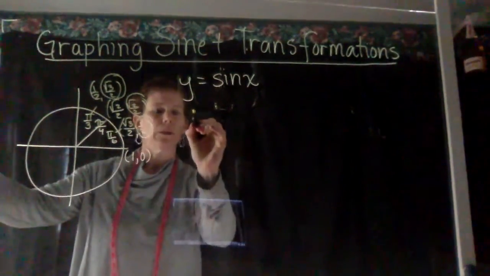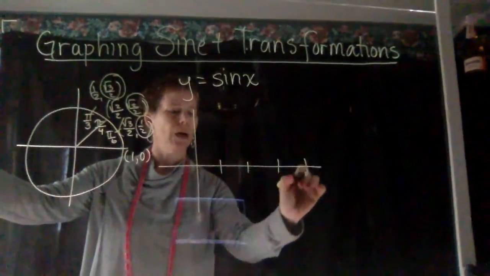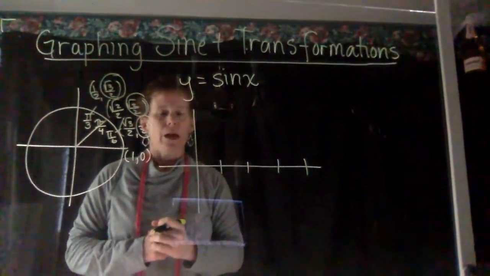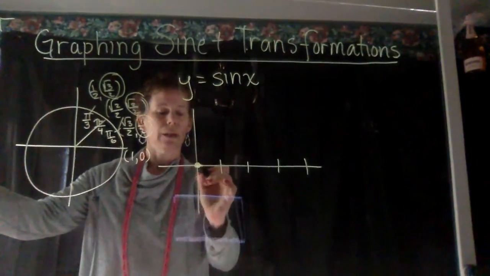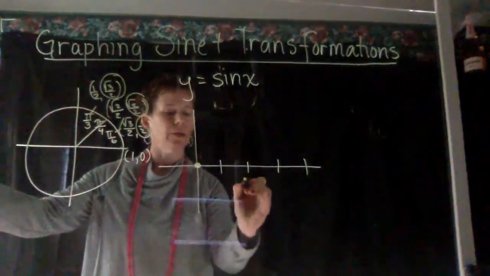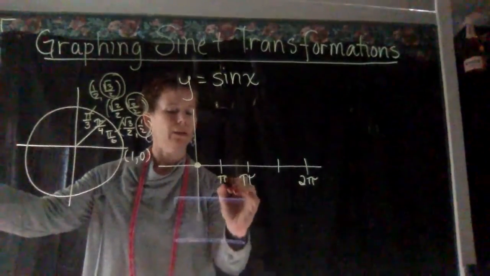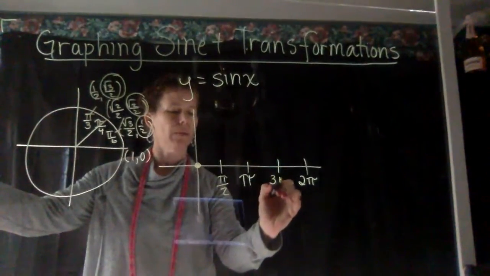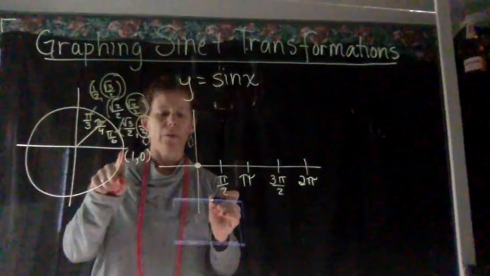So with this, I'm going to do my coordinate plane. I'm essentially going to unroll the unit circle. The sine of 0 is 0. Let's put some radians on here. So this would be pi, 2 pi, pi over 2, and 3 pi over 2. Those represent my quadrantal angles all the way around.